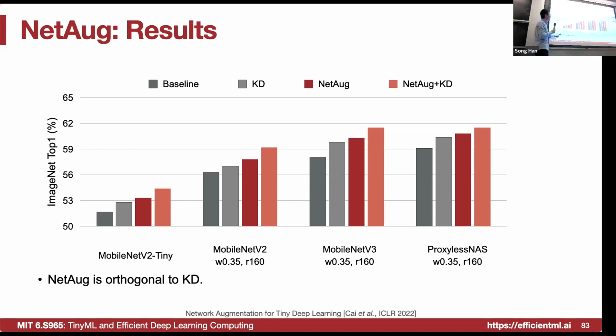And we are finding, for different neural nets measured on the ImageNet data set, this is the baseline model, knowledge distillation itself, and network augmentation plus knowledge distillation. This is actually different from knowledge distillation, where we have a teacher model and a student model. Here we just have one model, right? We can augment it, and it's actually performing better than knowledge distillation and can be combined with knowledge distillation.